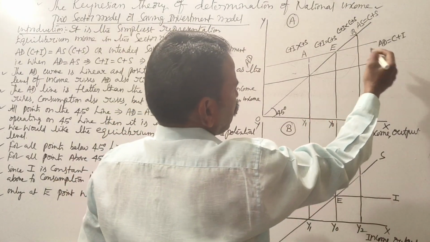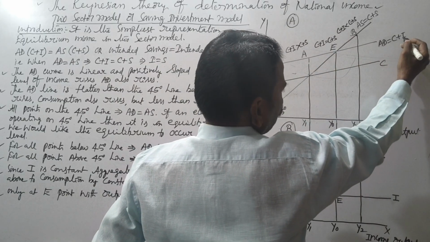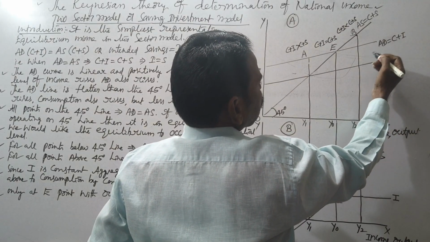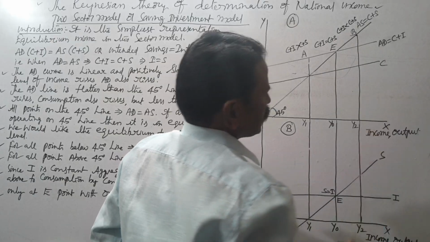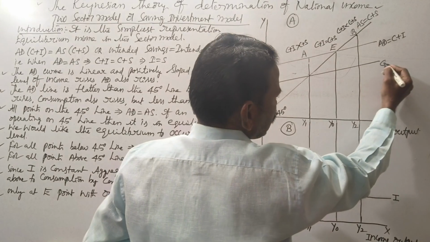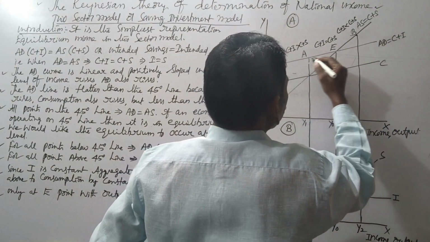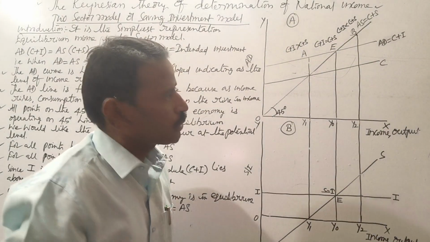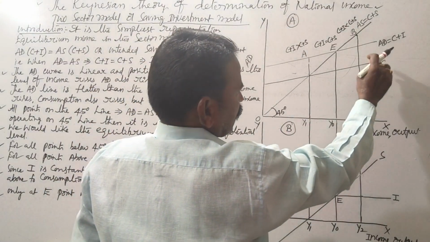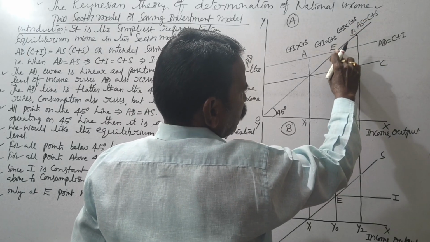Next, draw the new aggregate demand, that is, aggregate demand is C plus I. When investment is added to consumption, the aggregate demand line shifts from C to AD, which is equal to C plus I. The original consumption line is this one, and this is the new aggregate demand. Here, aggregate demand and aggregate supply are both equal at point E.